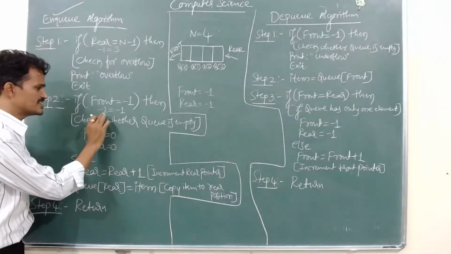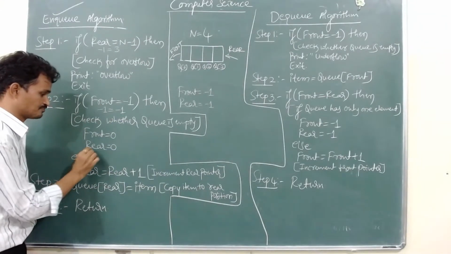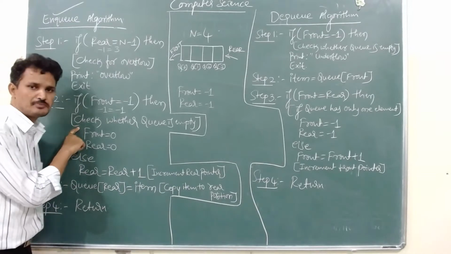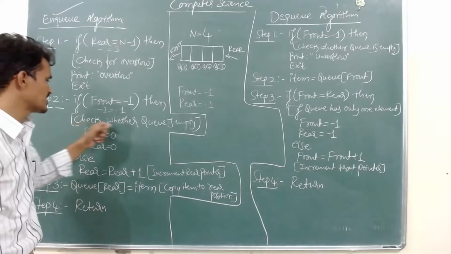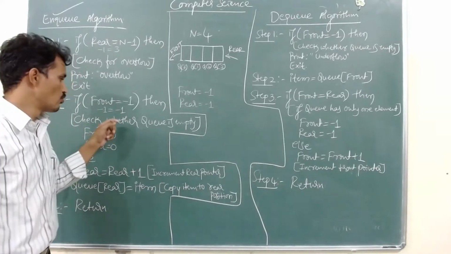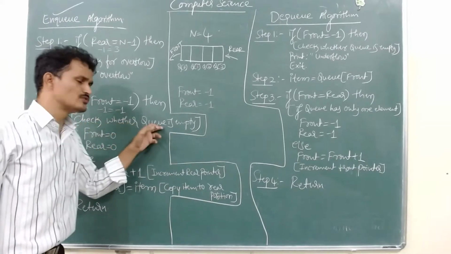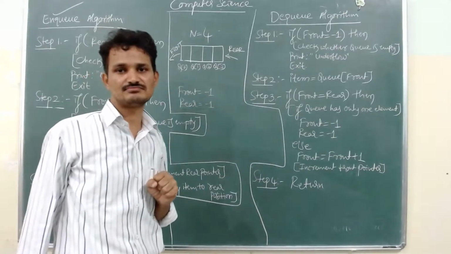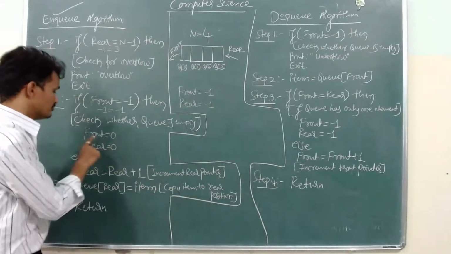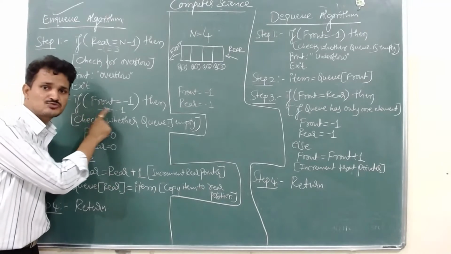When this condition is true, I am going to execute these two sets of statements. Before that, some statement is written within the square bracket: check whether Q is empty. Yes, Q is empty. Now I am going to execute these two statements because the condition is true.